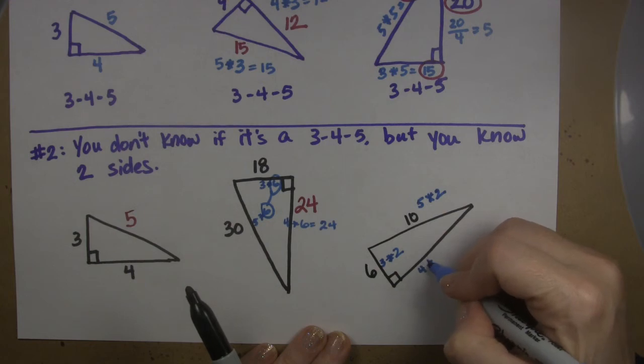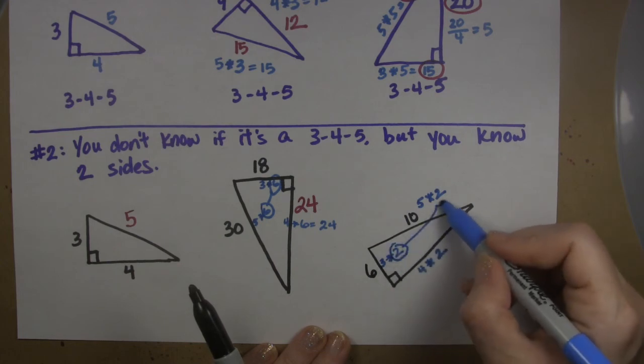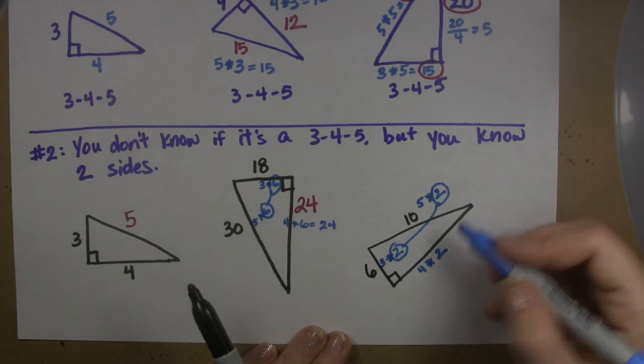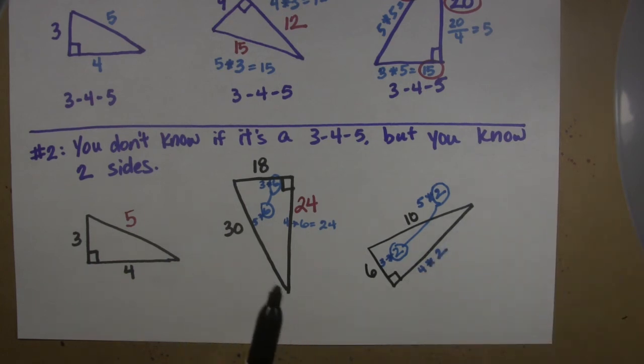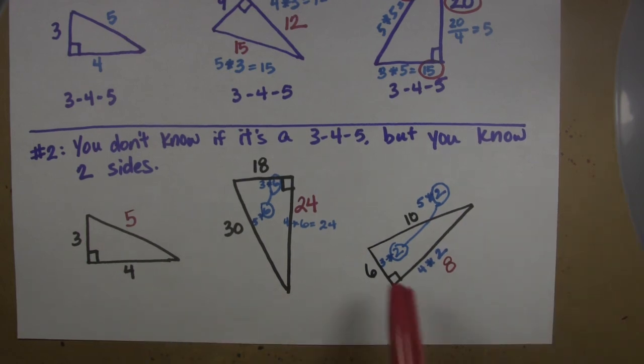So over here, I know that I'm supposed to multiply it by 2. Since I'm multiplying by the same number here, then I know that it truly is a 3, 4, 5 triangle, and I just need to multiply this side out to get 8. So it would be 6, 8, and 10.